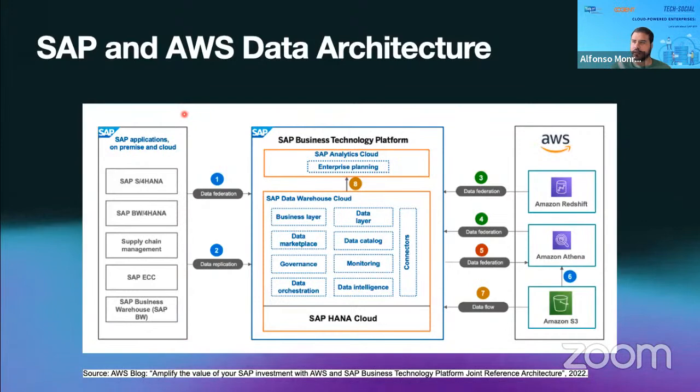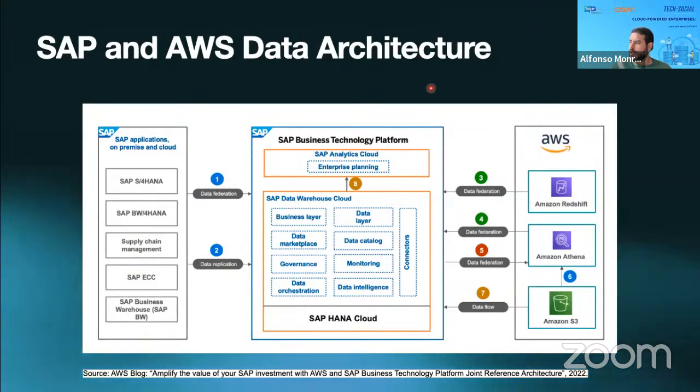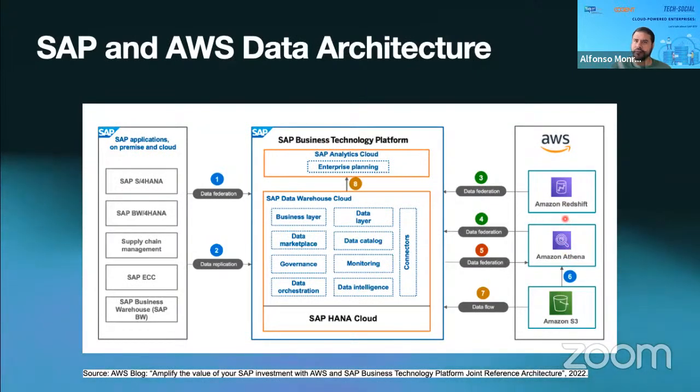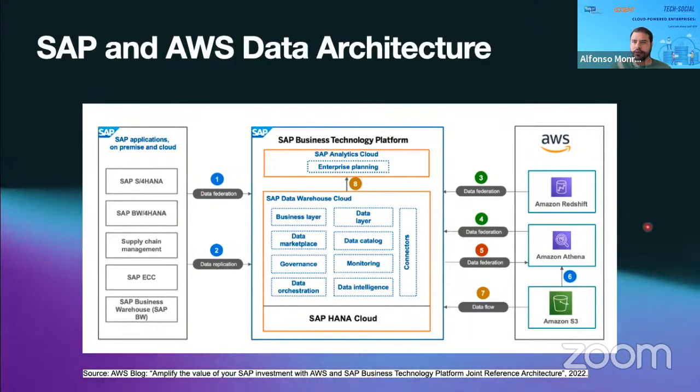Here we have different SAP applications such as S4 HANA, BW, ECC, and I think many organizations have these different SAP solutions. Then we want to use, for example, Amazon Athena or S3 or Redshift to create AI models or data science or something specific. And the way that we want to use both solutions, AWS and SAP, is through BTP.